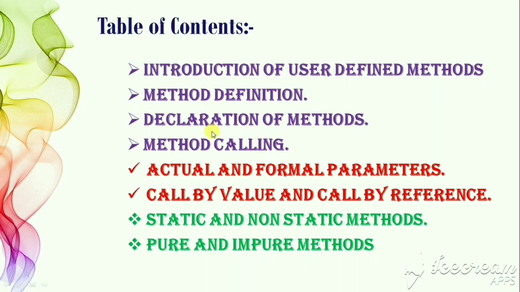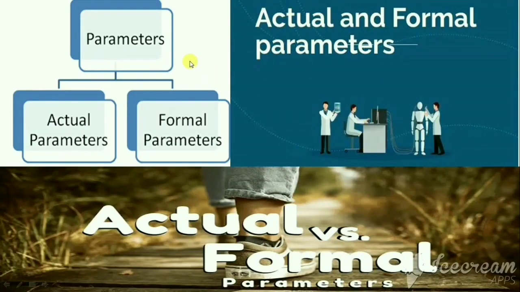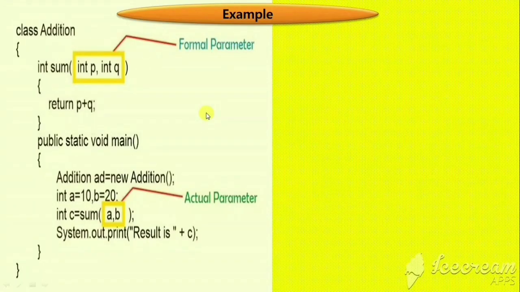Now, let's see about actual and formal parameters. What is a parameter? A parameter is a value that you can pass to a method in Java. These parameters are classified into two types. One is actual parameters, another one is formal parameters. We will start with one example. Here I declared one class, the class name is addition and the user defined function is sum. Here I passed two parameters, one is p, another one is q. These two parameters are called formal parameters.